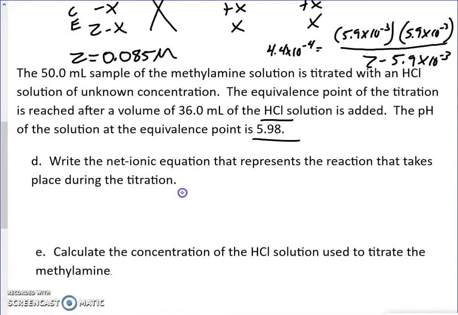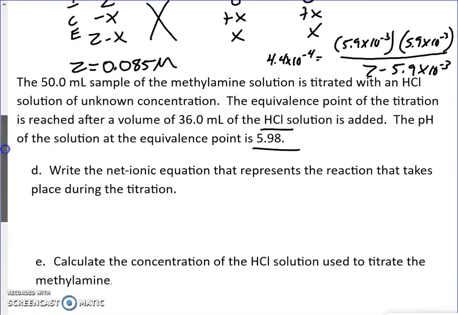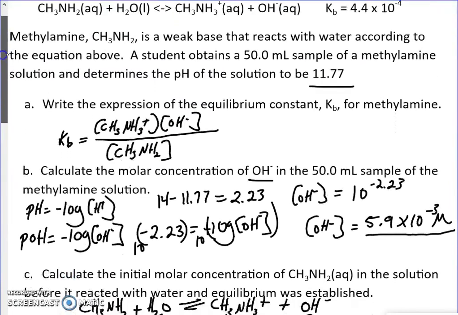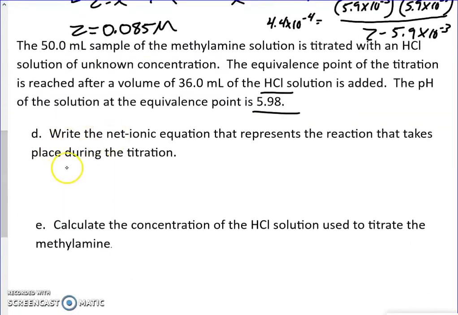D says to write the net ionic equation that represents the reaction that takes place during the titration. In other words, how does HCl react with the methylamine? So let's go back up here and grab what methylamine is. Methylamine is CH3NH2. So we have CH3NH2. It's going to react with HCl.